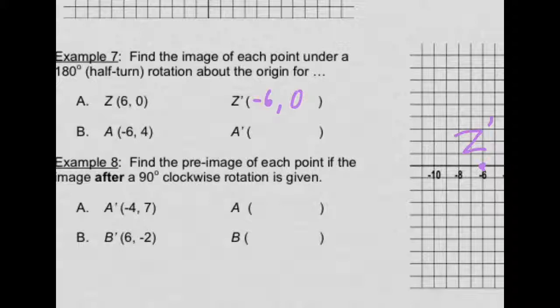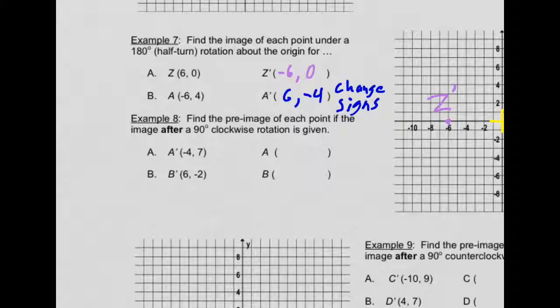And then notice for the difference between 6, 0 and negative 6, 0, the x and the y didn't change, we just changed signs. So for my next one, A, I'm going to change the signs for negative 6 and for 4, so now it's going to be 6, negative 4. So just when you're rotating it 180 degrees around the origin, just change your signs.